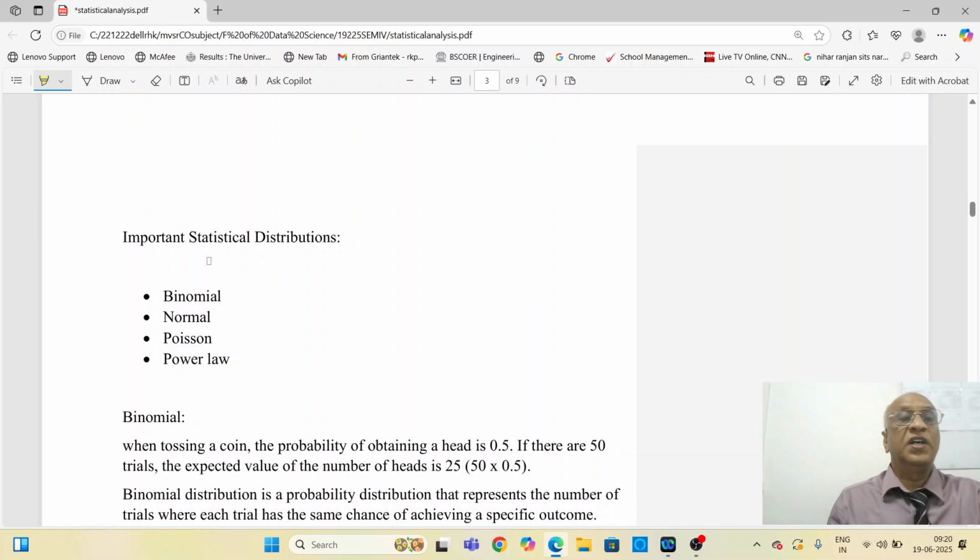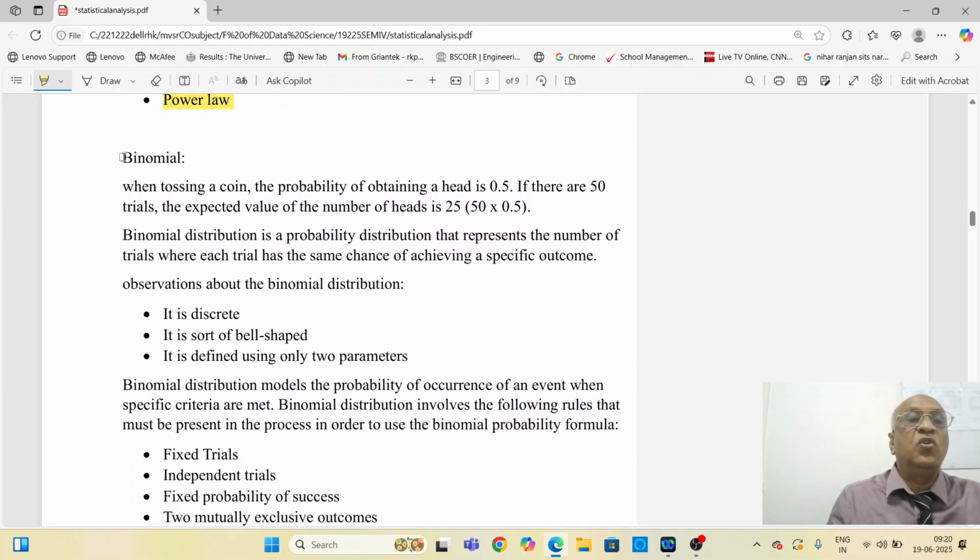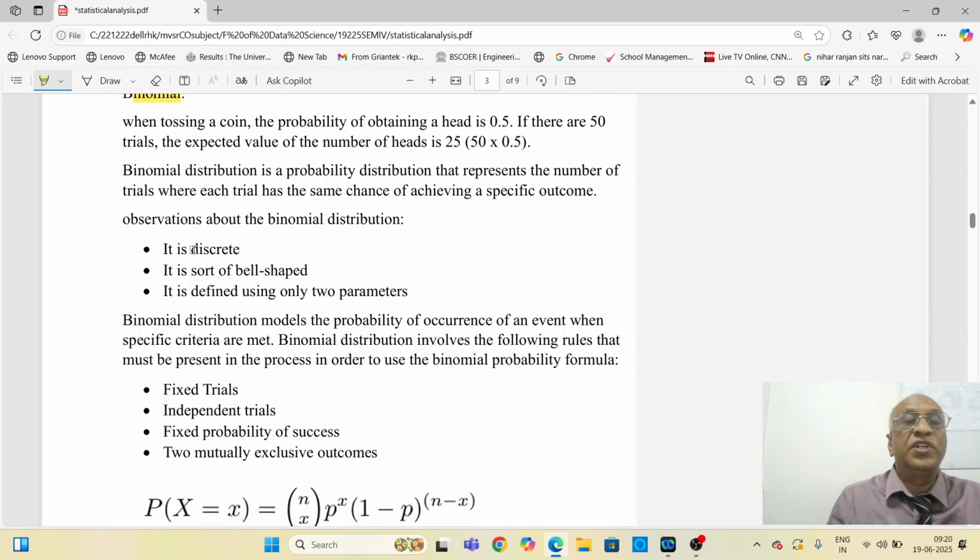Now, what are the important statistical distributions? We have binomial distribution, we have normal distribution, we have Poisson distribution, and we have the power law. Coming to binomial distribution, what are the properties of binomial distribution? They are discrete. They are sort of bell-shaped. They are defined using only two parameters. What does binomial distribution do? It models the probability of occurrence of an event when specific criteria are met.